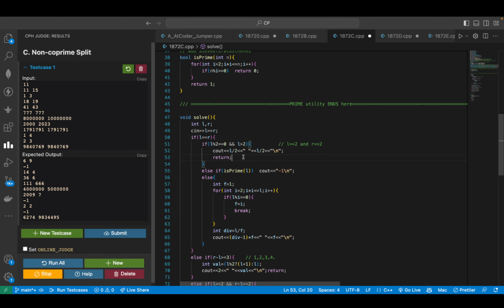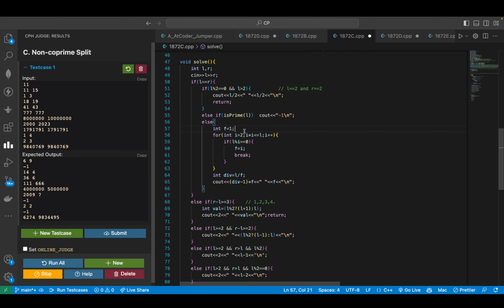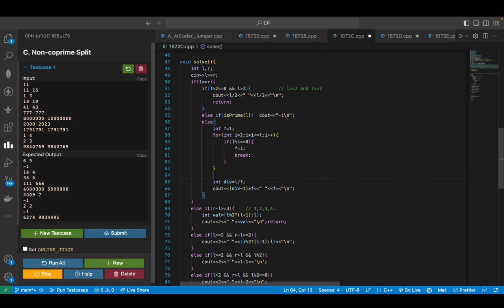So if it's a prime number, then minus 1 is the answer. Else I'll try to calculate the first factor. So I'm calculating the first factor over here, right? And then the second, so let's say the first factor is f, right?